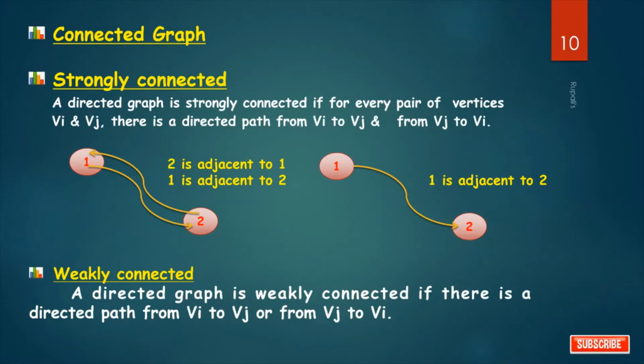Connected graphs are of two types, strongly connected and weakly connected. A directed graph is strongly connected if for every pair of vertices Vi and Vj, there is a directed path from Vi to Vj and from Vj to Vi. So, if there is a directed path from Vi to Vj and also from Vj to Vi, then that is strongly connected. But a directed graph is weakly connected if there is a directed path either from Vi to Vj or from Vj to Vi. Then it is weakly connected.